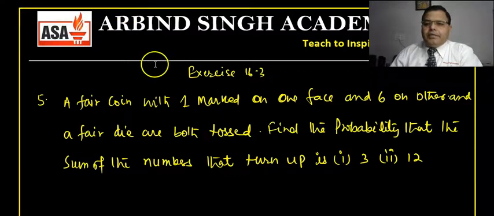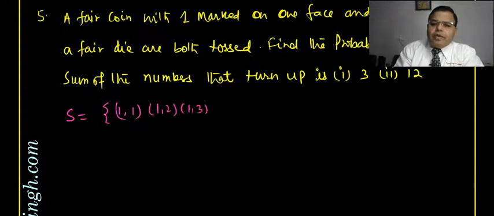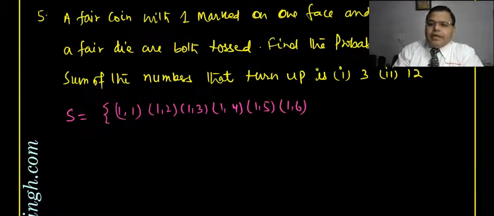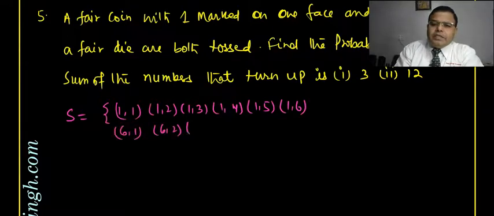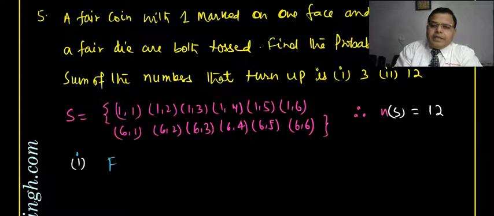One coin and one die are thrown together. So the sample space can be described as: coin shows 1, and die can show 1, 2, 3, 4, 5, 6, so 1-1, 1-2, 1-3, 1-4, 1-5, 1-6. And the coin can also show 6, so 6-1, 6-2, 6-3, 6-4, 6-5, and 6-6. So these are the sample space. Therefore the total number of outcomes, NS, is 12. Out of them, the first part asks for sum 3; the favorable case is only 1-2.